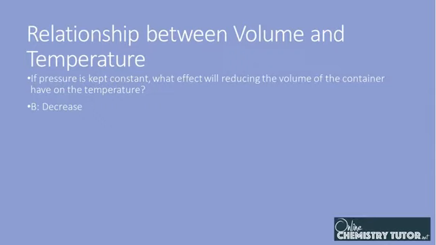Okay, so this question: well, we're keeping the pressure the same. That means that the rate at which gas particles are colliding with the outside of the container is kept the same. If you reduce the volume of the container, you reduce the distance that the particles have to travel to collide with the outside. That means that to maintain that rate of collision, the temperature would have to decrease. They would have to travel slower to hit the outside, whilst maintaining the pressure.